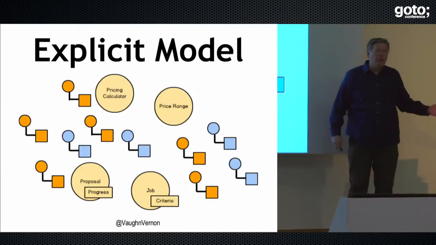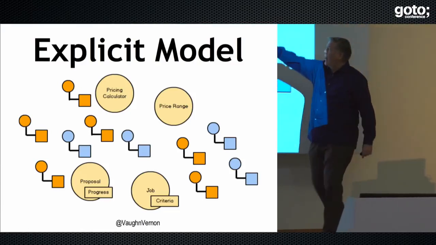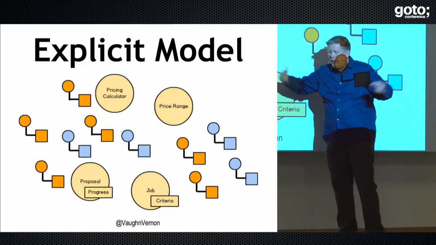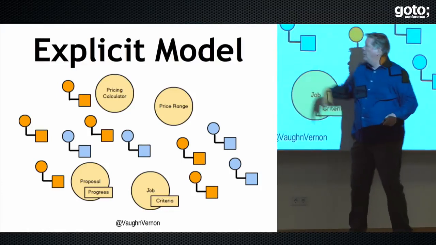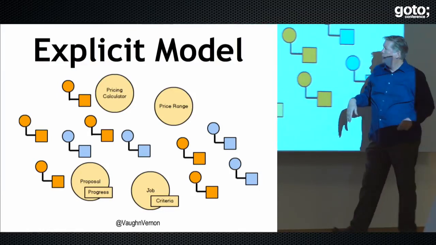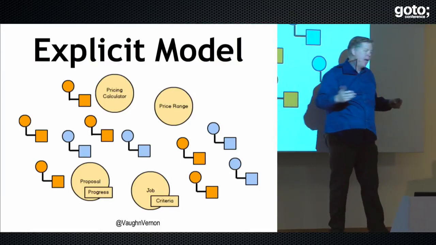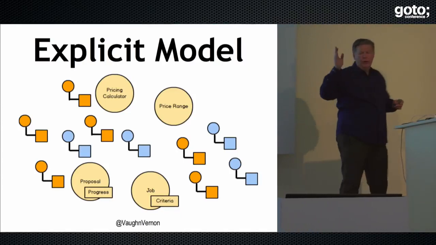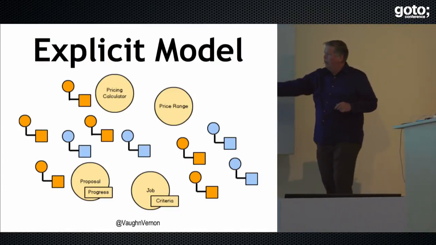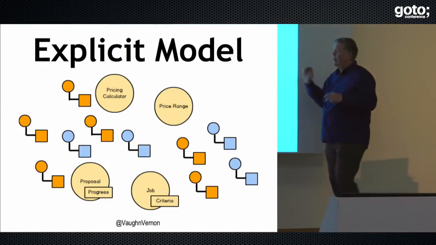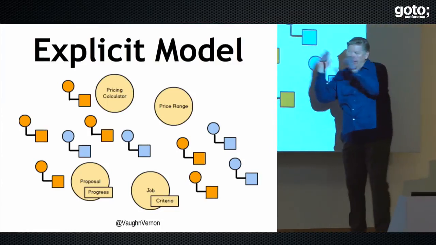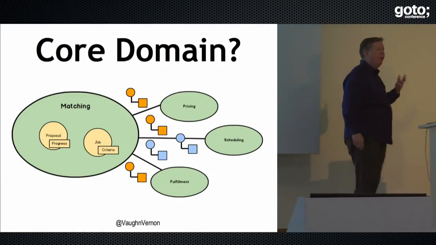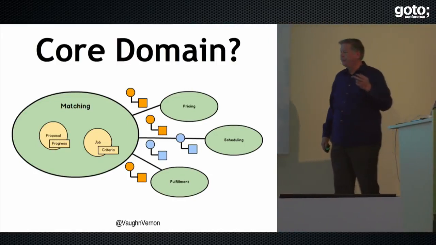So we need an explicit model, right? We have our actors or our aggregates, entities, whatever you want to call them. Events are flowing all around. These are the orange little objects, and the blue objects are commands, and they're going everywhere, and some of them are being filtered into a bounded context and being acted on, and others are being ignored, and events are being emitted, and we just keep doing this. So we have to identify our core domain.